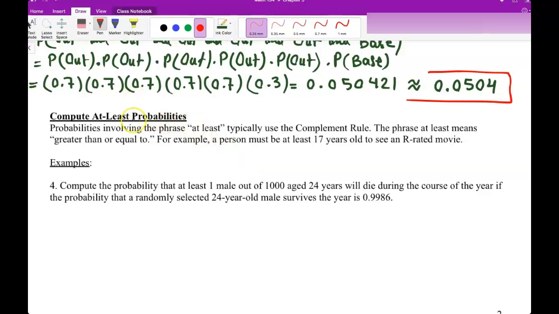Now next part, computing at least probabilities. So here we have at least, and when we have at least, that means greater than or equal to.